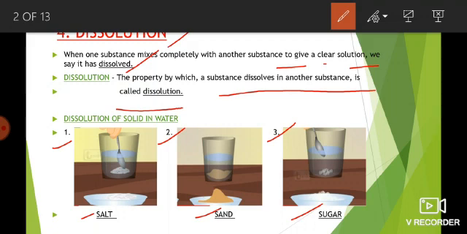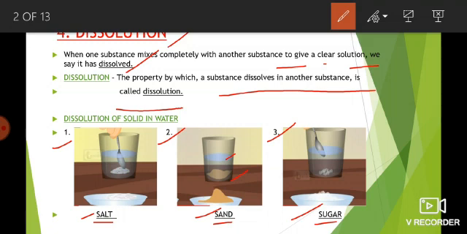What will we observe? What do you think? We will see that salt and sugar dissolve nicely in water. After stirring, we will get a clear solution. But the sand does not dissolve in water. Even after stirring nicely, we can easily see both of these things separately. See here, water and sand. So we can see them separately. Here we don't get a clear solution.